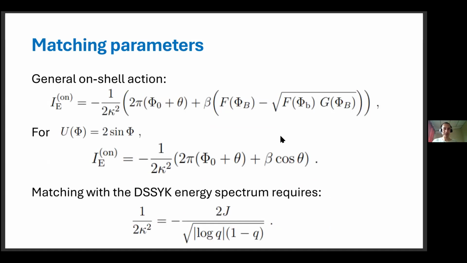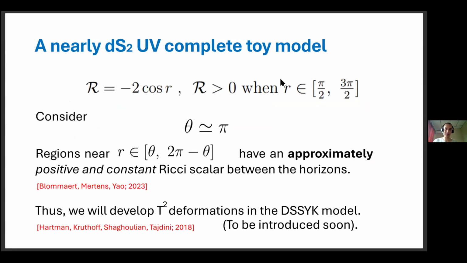There are some conditions in order to match the different parameters between the ones in the bulk and the ones of the double-scaled SYK model. There are these matching conditions that you can impose with the energy spectrum, and also with the thermodynamic temperature. Something important for us is that a nearly dS2 type of geometry arises when you are studying this model.